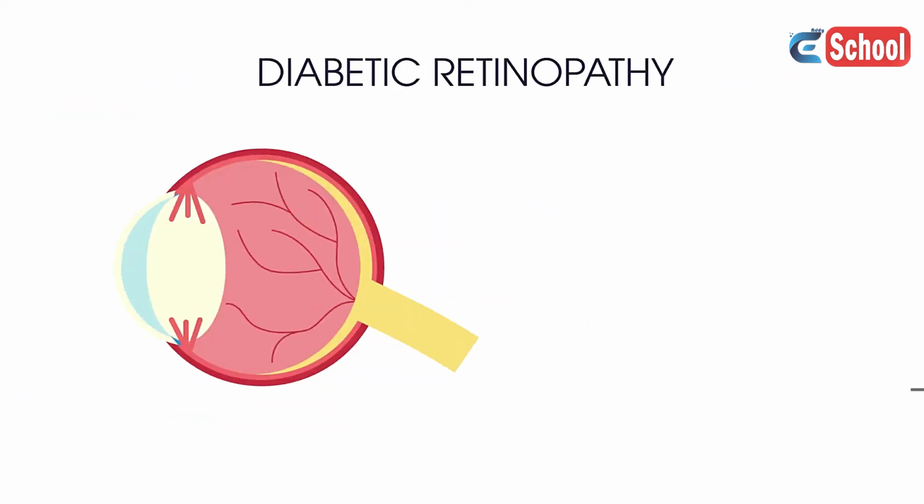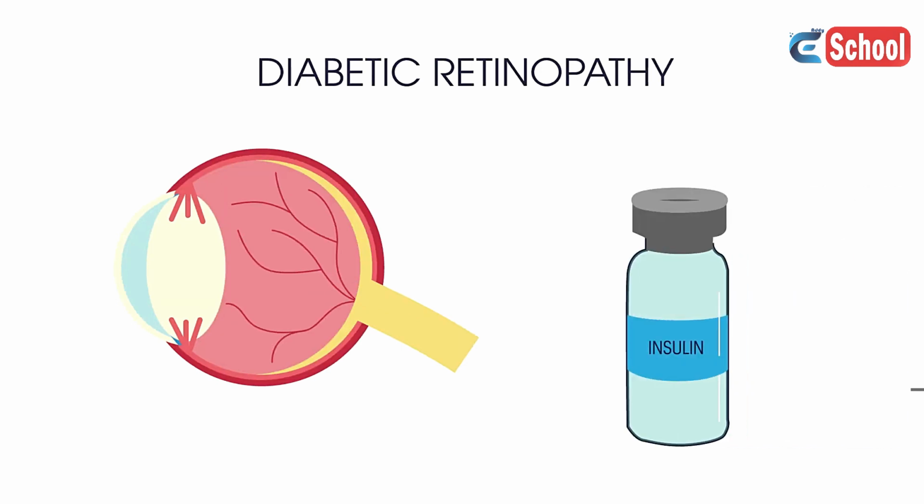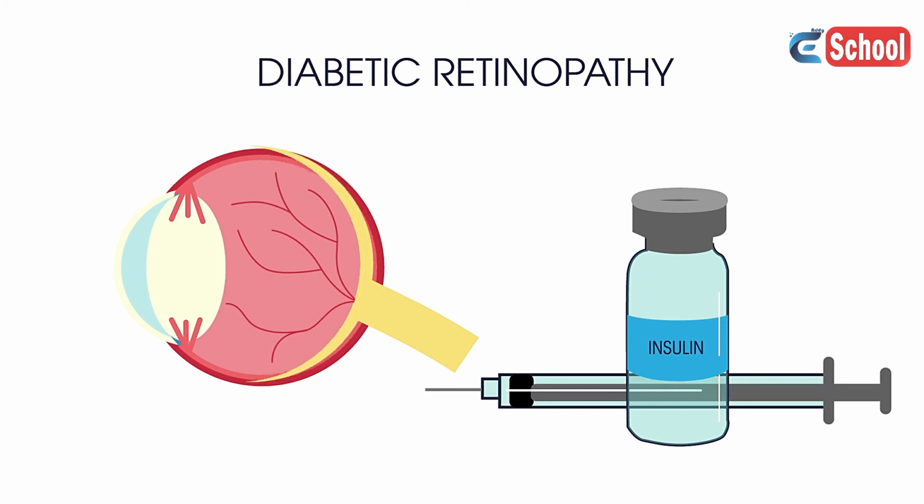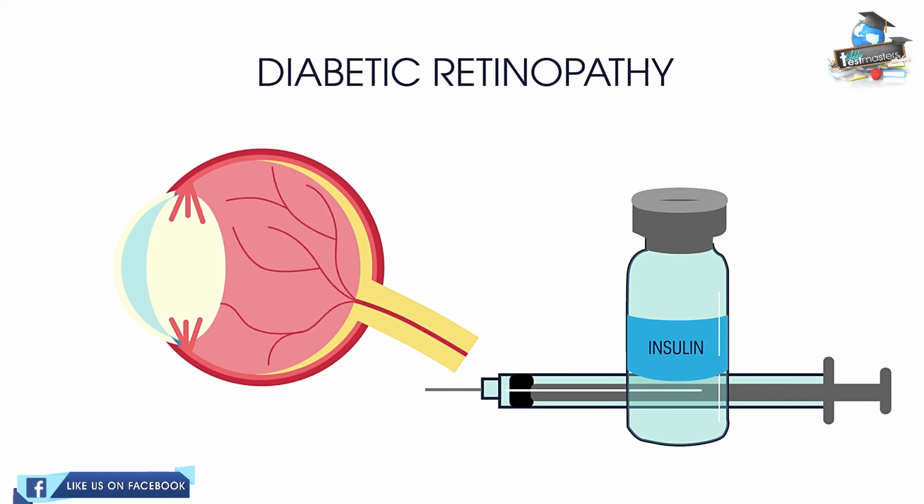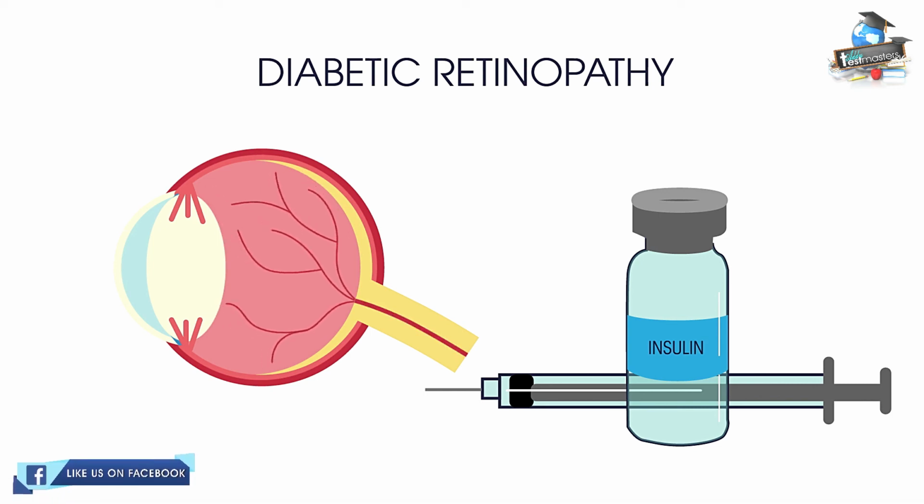Finally, diabetic retinopathy, which is a complication of diabetes caused by high blood sugar levels damaging the retina. The retina needs a constant supply of blood, which it receives through a network of tiny blood vessels. Over time, a persistently high blood sugar level can damage these blood vessels.